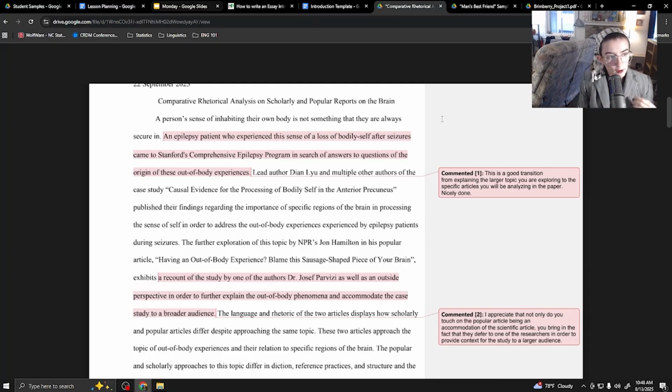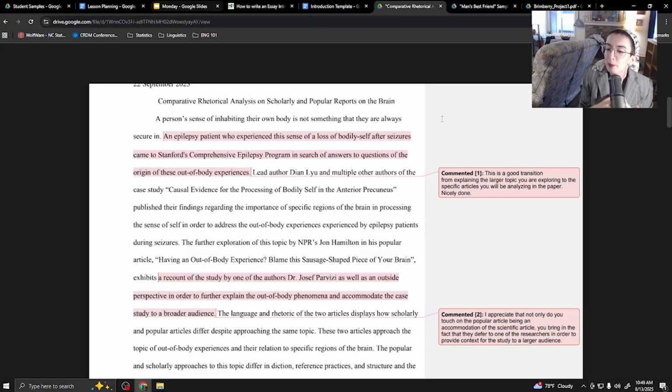Then they introduce the article. They say the lead author and multiple other authors of the case study, and then they have the title of it, publish their findings regarding the importance of specific regions of the brain in processing the sense of self in order to address the out-of-body experiences experienced by epilepsy patients during seizures. It's a little bit wordy, but it does what it needs to, right? It introduces the article and summarizes it. It gives the reader a sense of, this is what the research was, which is helpful, right?